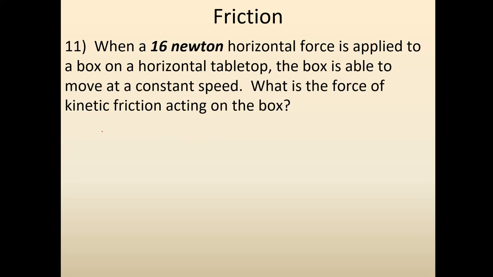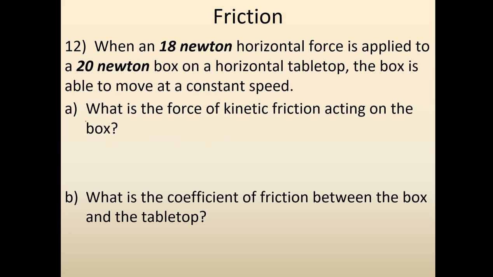All right, here's the next question. Pause the video, work it yourself, and we'll go over it in a second. All right, so this is the same one as before. We have a box. We have 16 newtons applied to the right. We have friction to the other side. Once again, it's in equilibrium because it says the phrase constant speed. So if it's 16 newtons to the right, then it's 16 newtons to the left. Next question, pause the video, work it yourself, and we'll go over it in a second.